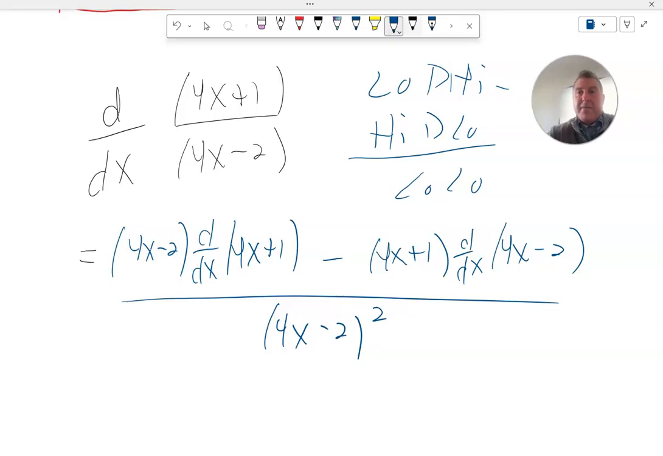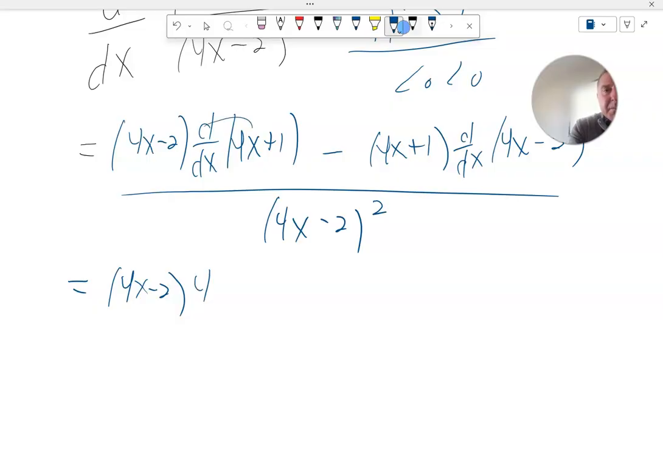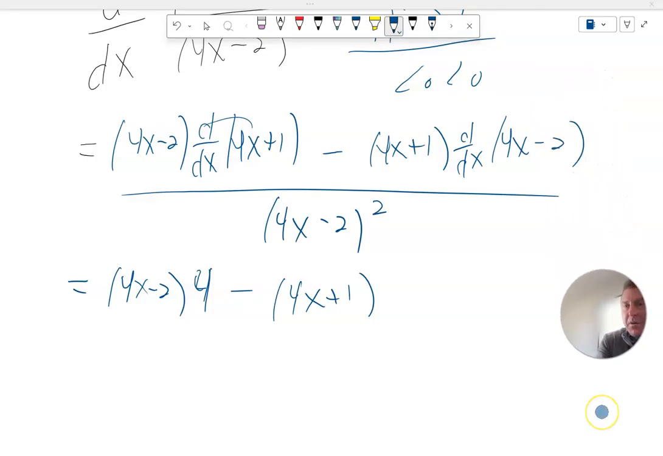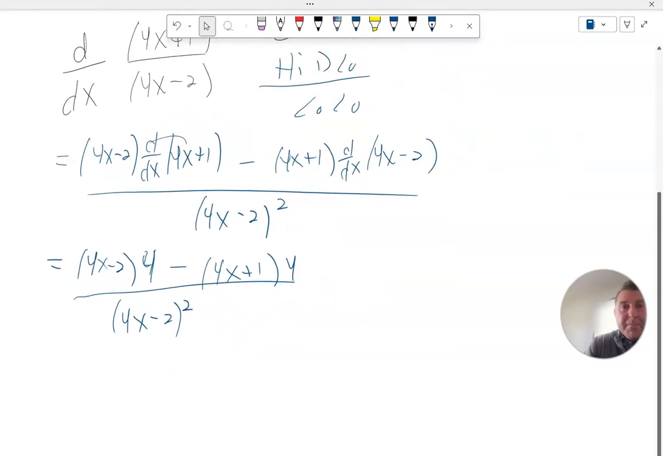I set my intention. Now I got to execute. Right? So it's going to be 4x minus 2. That just comes down. Times the derivative of 4x, 4, plus the derivative of 1, 0. So there's my low, d high. Minus high, 4x plus 1, times d low, the derivative of 4x minus 2. Again, derivative of 4x is just 4. Minus the derivative of 2, which is 0. All over low low, 4x minus 2 squared. Okay, that's the only calculus step.